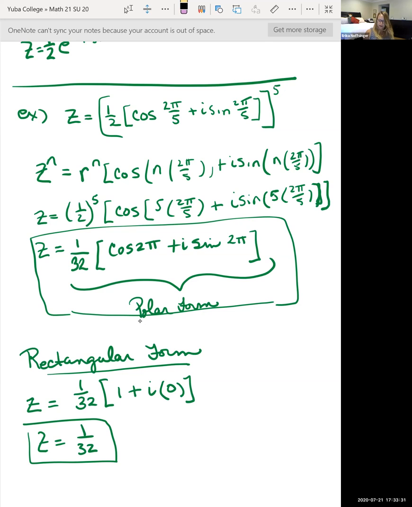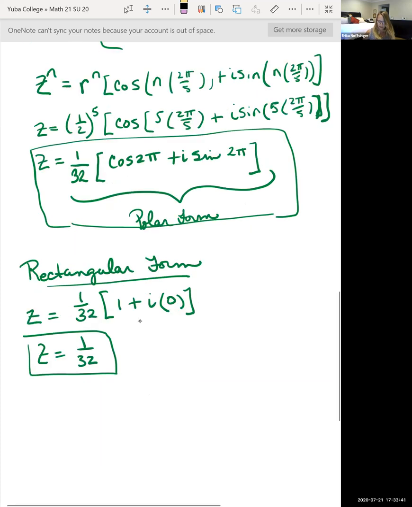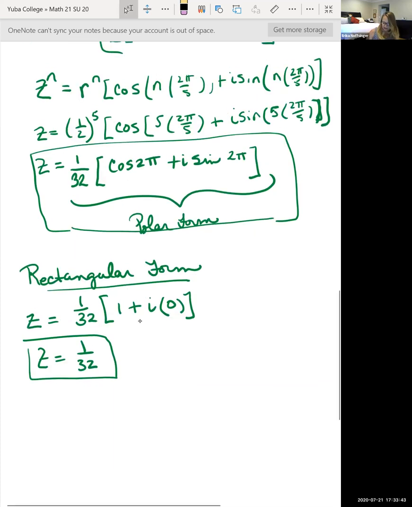So if you have your angles and what your r is, and it's in polar form, if these are angles that we know, we can figure it out, or if we have the calculator, we can get an estimate. And so this is in the form of z is equal to x plus iy. And so in here, our x value would be 1 over 32, and our imaginary part would be 0.